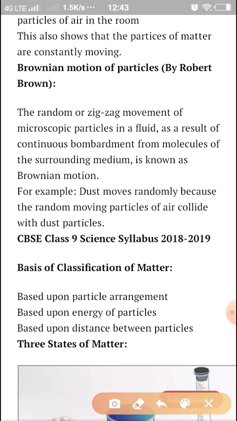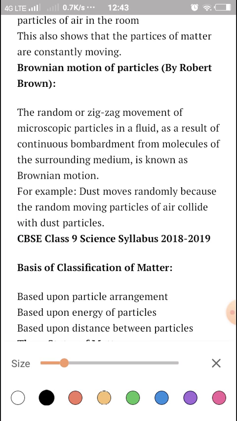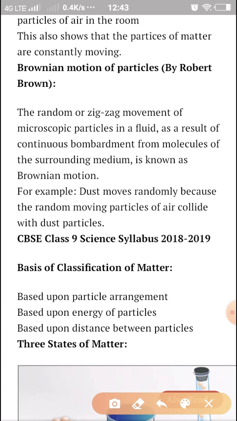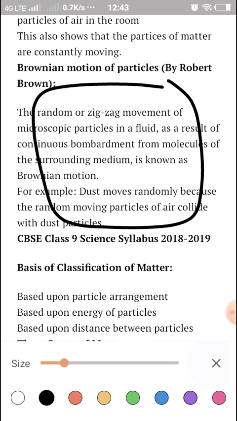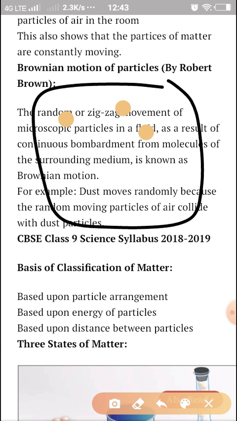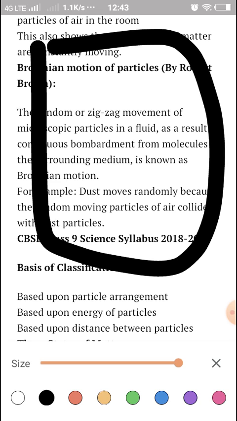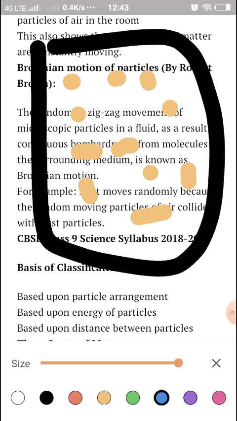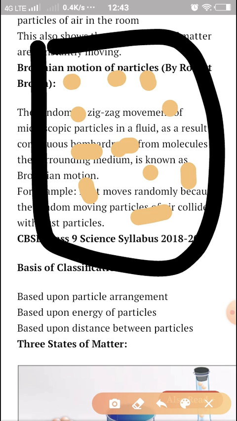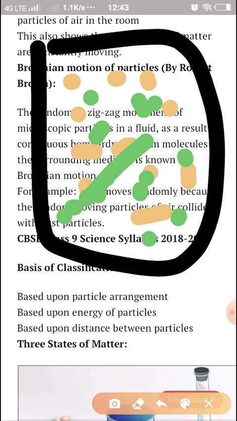For example, dust moves randomly because the randomly moving particles of air collide with dust particles. Suppose this is a room and air particles are moving, and here comes the dust. It would collide with them and move like this.